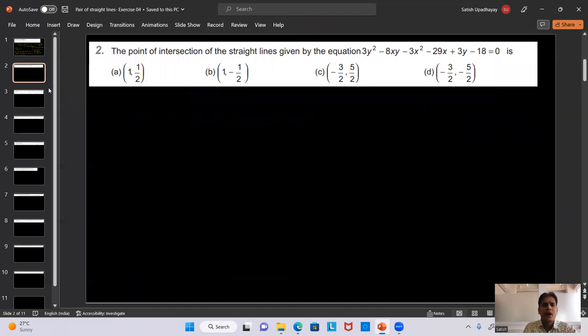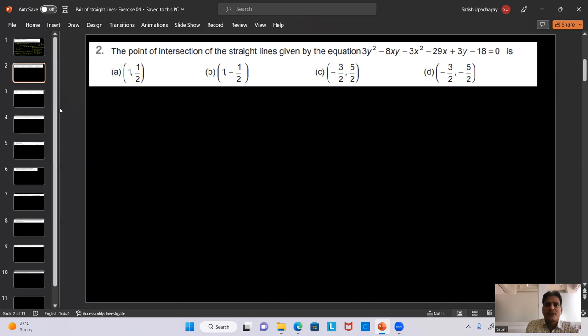Let's see this. The point of intersection of the straight lines given by the equation 3y square minus 8xy minus 3x square minus 29x plus 3y minus 18 equal to 0. So we need to find the point of intersection. Basically, this general second degree equation is representing straight lines. Now, for finding the point of intersection of these two lines, what we used to do, we used to partially differentiate this equation first with respect to x and then with respect to y. And then we solve both the equations and we get the point of intersection.